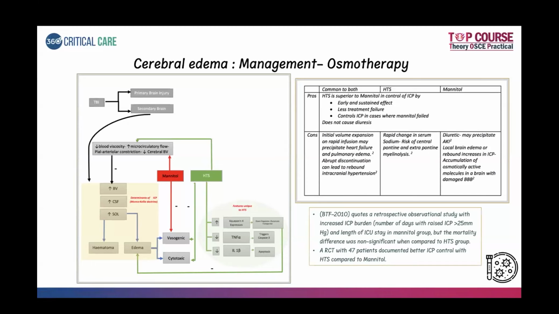As I said, the Brain Trauma Foundation quotes a retrospective observational study with an increased ICP burden, that is, number of days with a raised ICP more than 25 millimeters of mercury, and length of ICU stay in the mannitol group. But the mortality difference was not significant when compared with hypertonic saline. So the ICP control is better and the length of ICU stay is less with hypertonic saline, but there is no mortality benefit. An RCT of 47 patients documented better ICP control with hypertonic saline compared to mannitol. So there is a scarcity of good randomized controlled trials in this aspect.